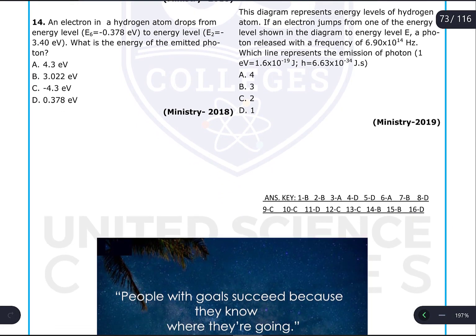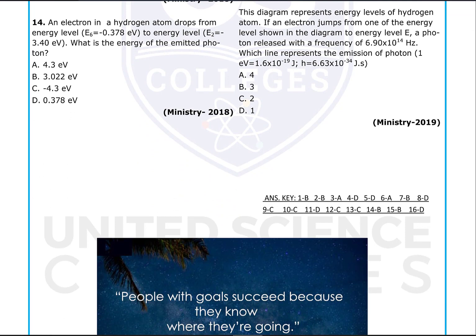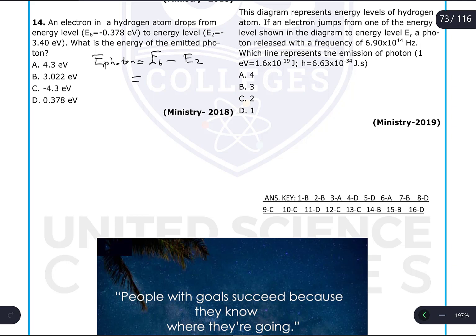Question number 14. An electron in a hydrogen atom drops from E6 to E2. What is the energy of this emitted photon? Again, it's similar to the previous questions. Energy of photon is equal to the initial energy level, which is E6, minus the final energy level, which is E2. E6 is negative 0.378, minus the second energy level, negative 3.4.